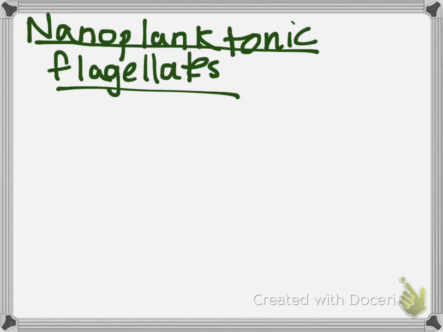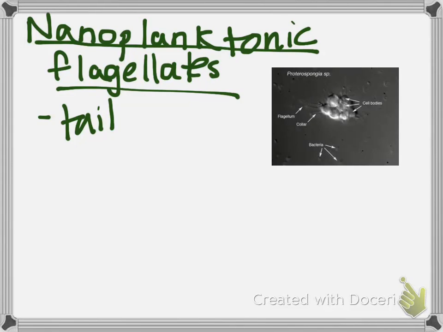So zooplankton also include these nanoplanktonic flagellates, and they're important because they help to keep bacteria populations under control. They tend to have a long tail that's used for swimming, which is called a flagellum, or they'll have hair-like structures, which are called cilia. So here's an image for you. It's a little hard to see based on this picture here, but there is a flagellum, which is that tail that will help it to, in fact, swim.